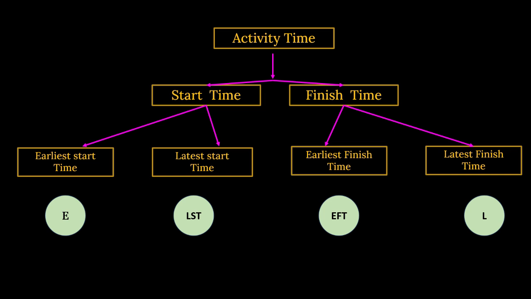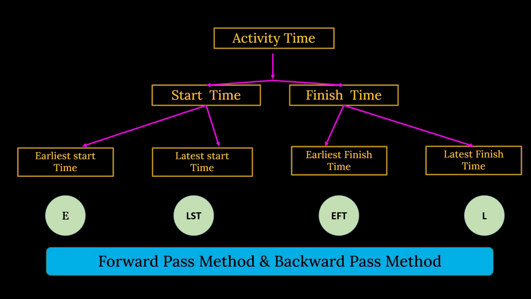Okay. Now we are going to learn how to calculate the forward pass and backward pass methods to find out the actual time. Now, calculation of earliest start time, which will be denoted with E, is done by the forward pass method. What is a forward pass method?